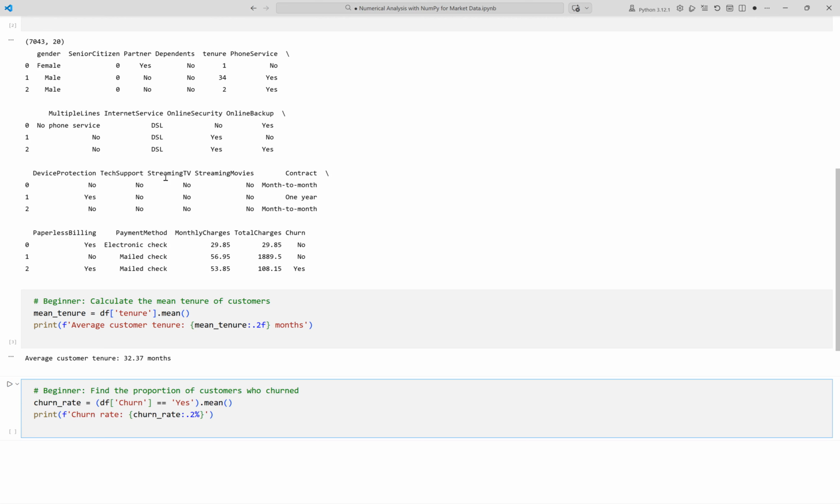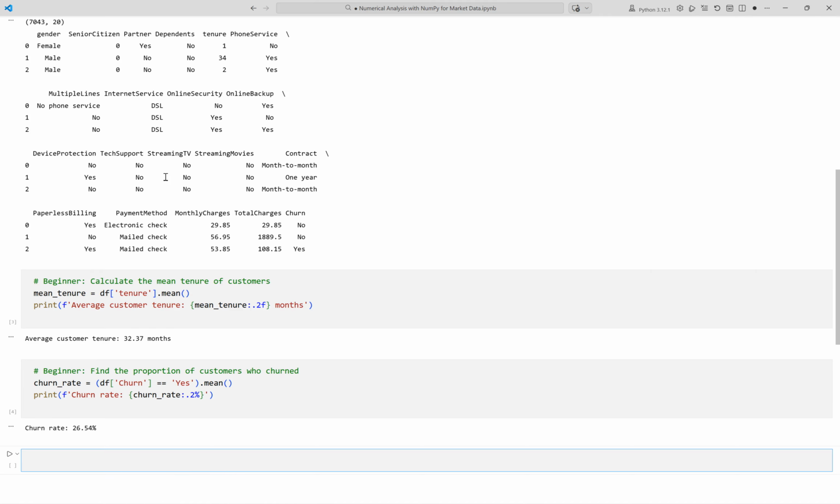Running the cell now. This output shows that about 26.54% of customers in the dataset have churned, based on the churn column containing yes or no responses. The code's intent is to correctly calculate the proportion of churners by treating the churn column as categorical data and using a Boolean condition, which is key for accurate market data analysis and avoiding misclassification. Noticing the percentage helps understand overall customer retention and highlights the importance of validating response categories before analysis.